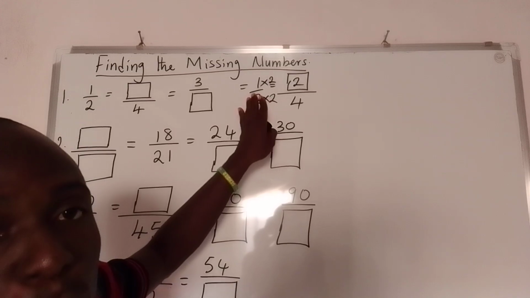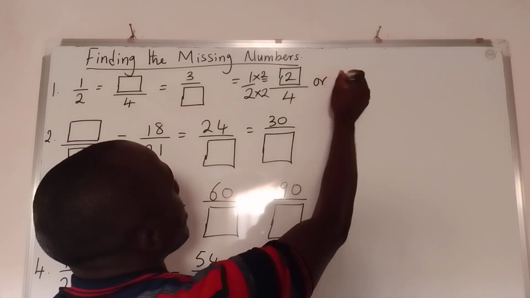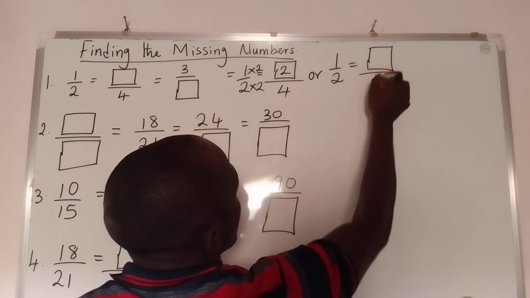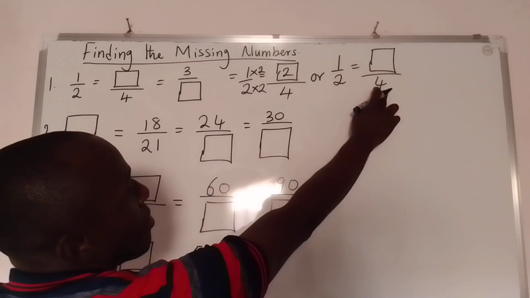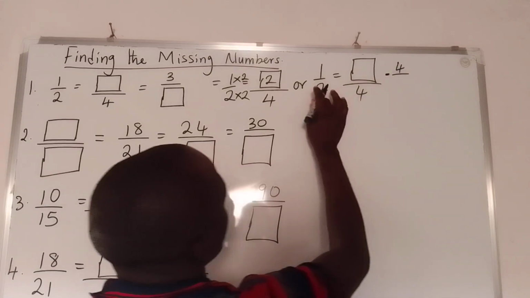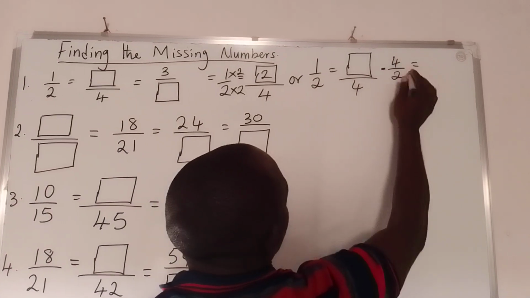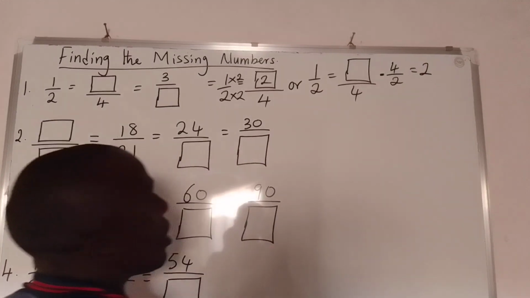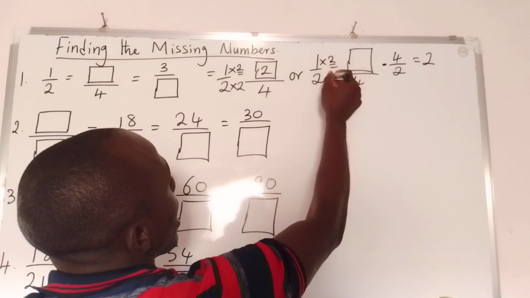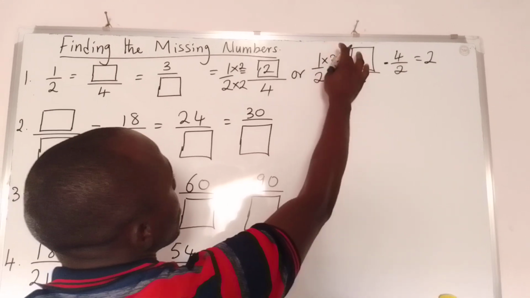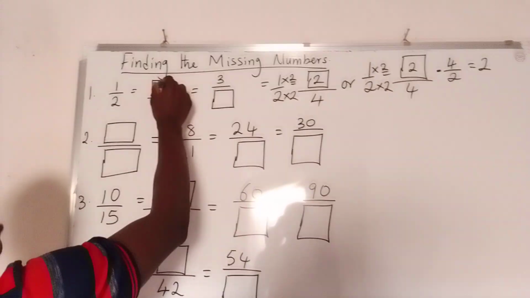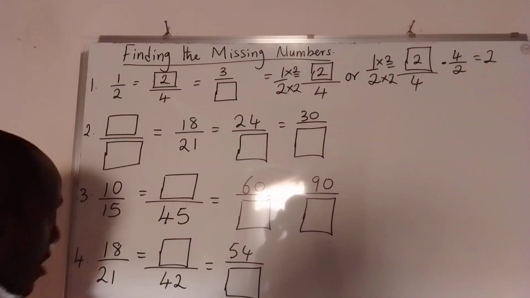But if you don't want to use this method, we can say 1 over 2 is equal to box over 4. Pick the bigger number, the denominator 4, and divide by this 2. 4 divided by 2 gives us 2. So this is the number I'm going to use to multiply the numerator and the denominator. 1 times 2 is 2, 2 times 2 is 4. So our answer here is 2.